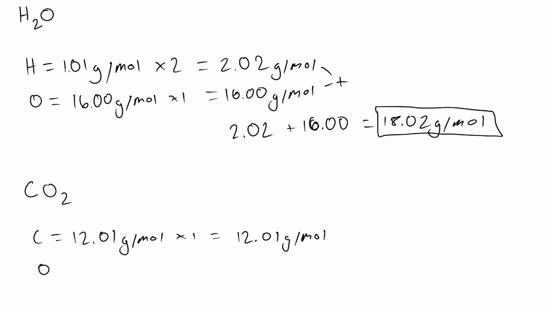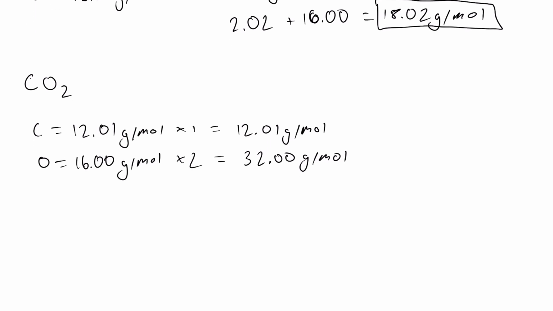Now there's two oxygens, and as we discussed earlier, oxygen has an atomic mass of 16 grams per mole. Times 2 is going to be equal to 32.00 grams per mole. When we add the two up, 12.01 grams per mole plus 32.00 grams per mole, we're left with 44.01 grams per mole.